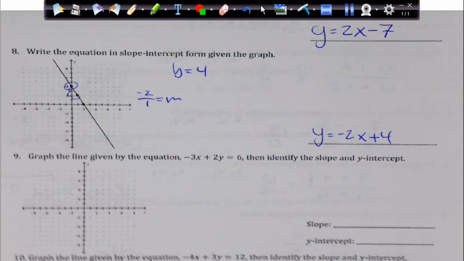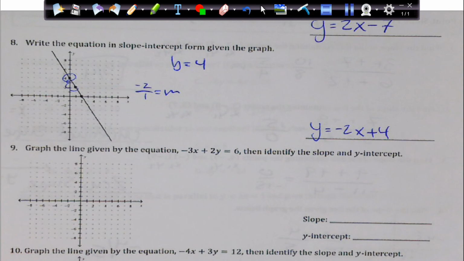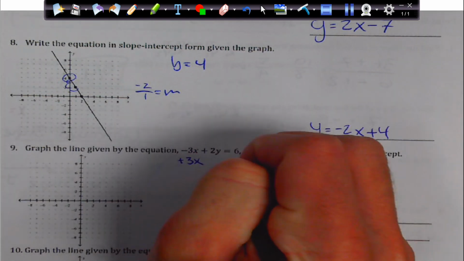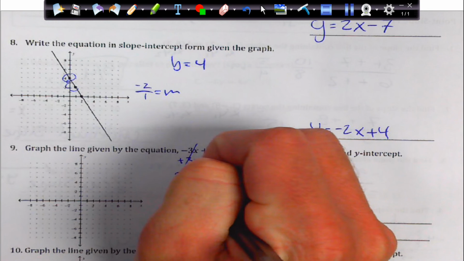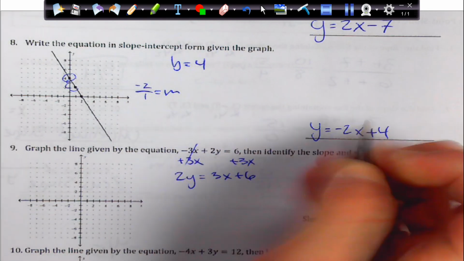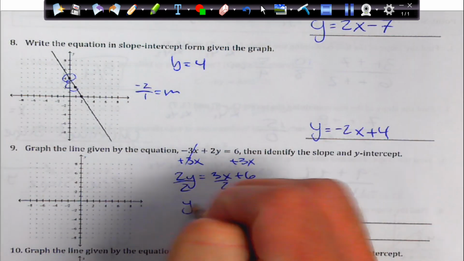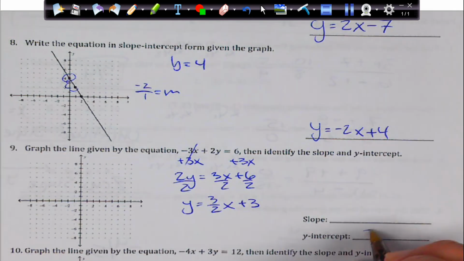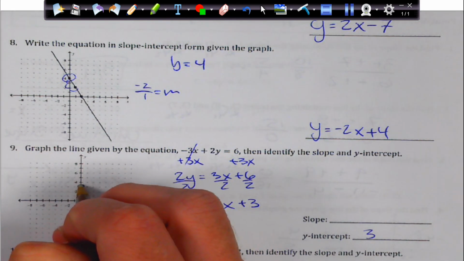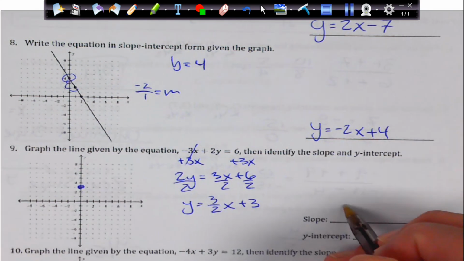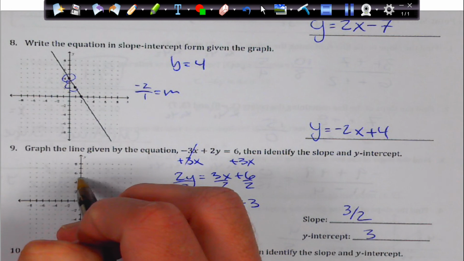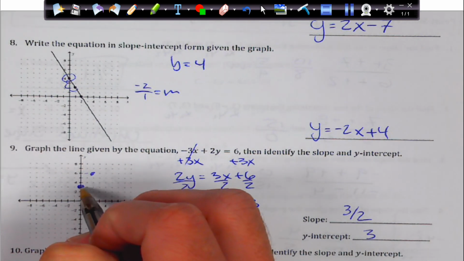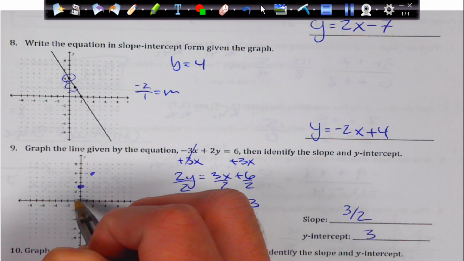Graph the line given by the equation negative 3x plus 2y equals 6. Identify the slope and y-intercept. The easiest way would be to put this in slope-intercept form. So I'm going to add the 3x over. Again, that usually just means solve for y. And then we divide everything by 2. We get y equals 3 over 2 x plus 3. So my y-intercept is 3, so that's where I start. B, begin. And then my slope tells me how to move. I'm going to go up 3, 1, 2, 3, over 1, 2. I can do the same thing: go down 3, 1, 2, 3, and then back 2.